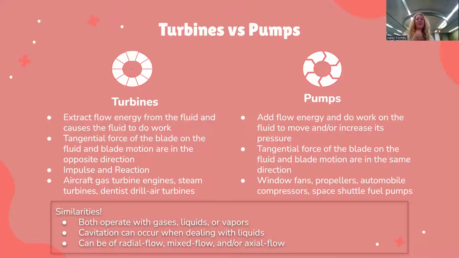Now, they do have some similarities. They both operate with gases, liquids, and vapors as their fluids. Cavitation can occur when dealing with liquids for both turbines and pumps, and they can be of radial flow, mixed flow, and or axial flow.